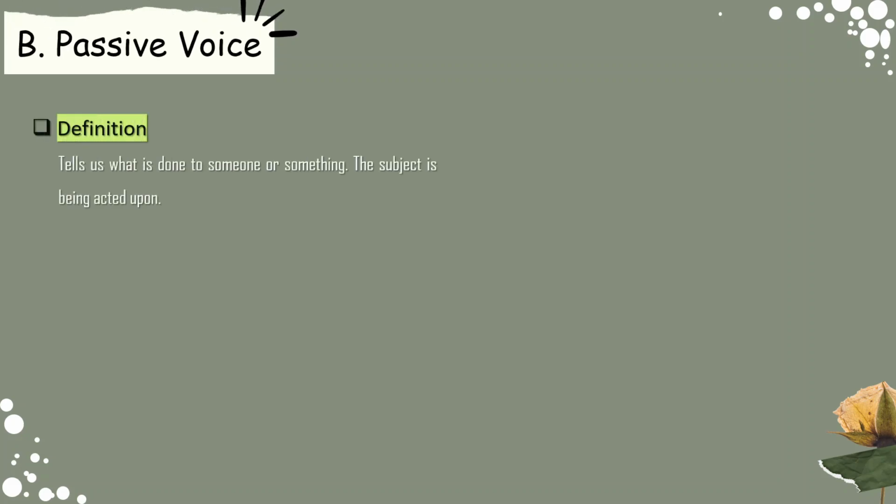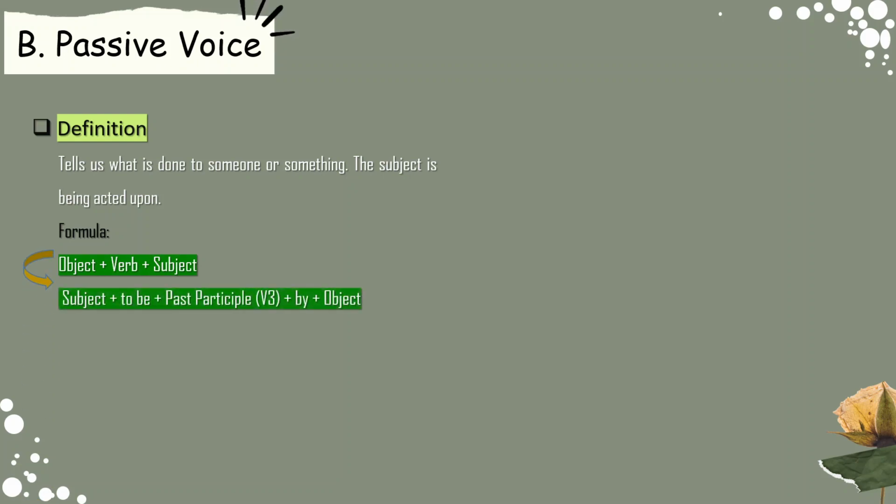So now, let's continue to the passive voice. Definition: passive voice tells us what is done to someone or something. The subject is being acted upon. And this is the formula: object plus verb plus subject. Or we can use subject plus to be plus past participle plus by plus object.